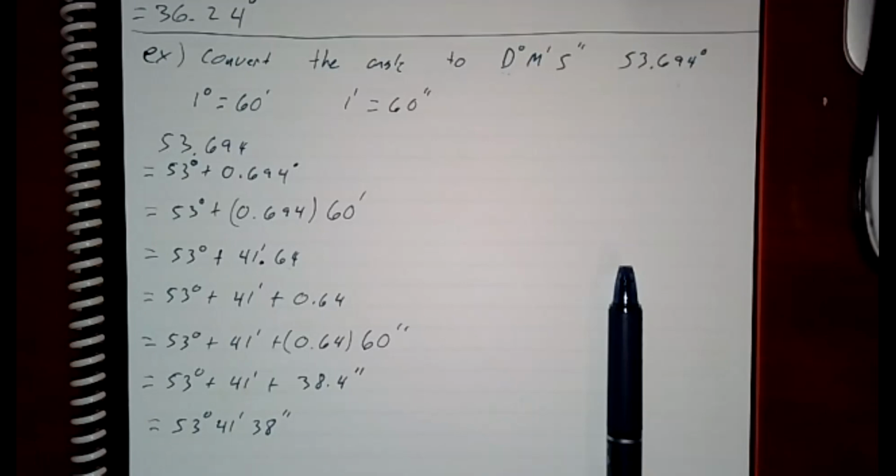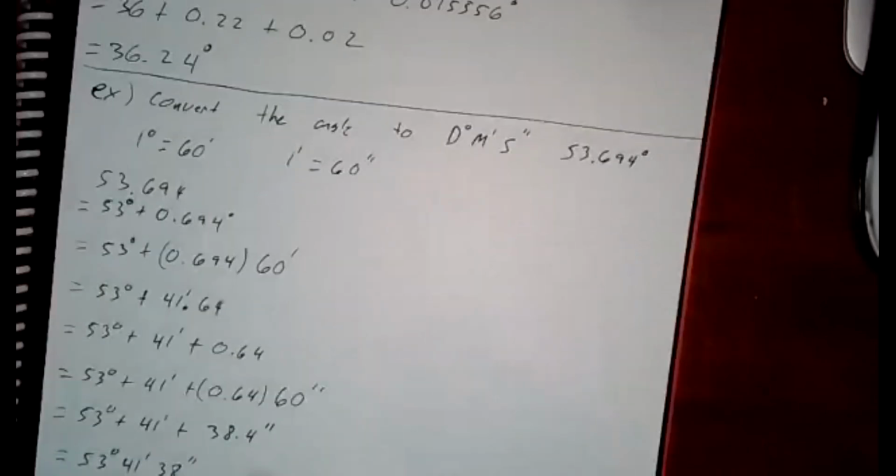All right, let's move on to arc length and area of a sector. And that's pretty much 7.1 for the most part. Let's see.